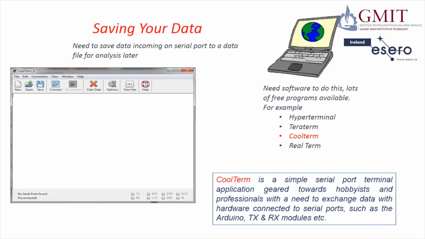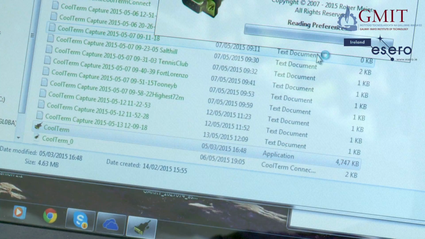Okay? There's lots of options out there of free programs that you can download. For example, HyperTerminal, TeraTerm, CoolTerm, RealTerm. They all do pretty much the same thing, but the one I've chosen to use here is CoolTerm. You'll also find a lot of support for that on the web. You'll find videos on YouTube and things of how to use it. So basically it's a nice package, easy to use, that will help you save the data that your CanSat sends to your laptop. Now the CoolTerm is a nice user interface that is simple to use.